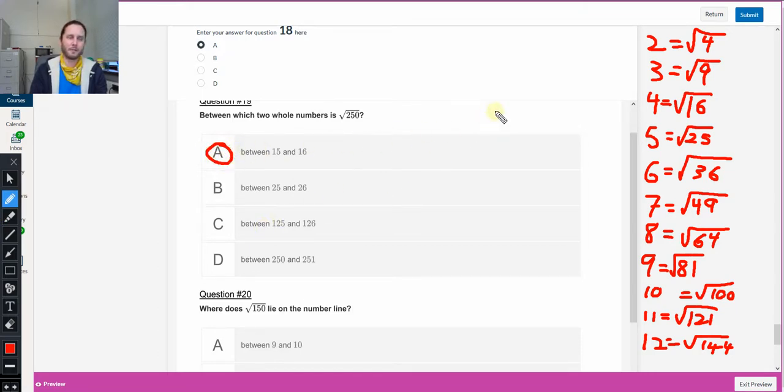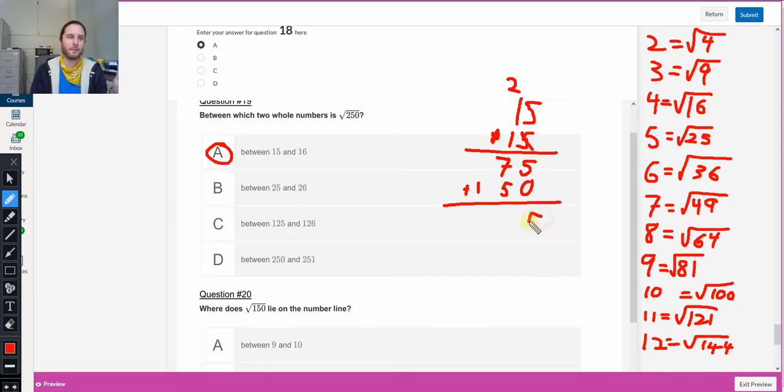It would be between 15 and 16, because if I do 15 times 15, just 15 times 15, we end up with 225. That's already pretty close. So it's not going to be B, C, or D. Those are way too high.